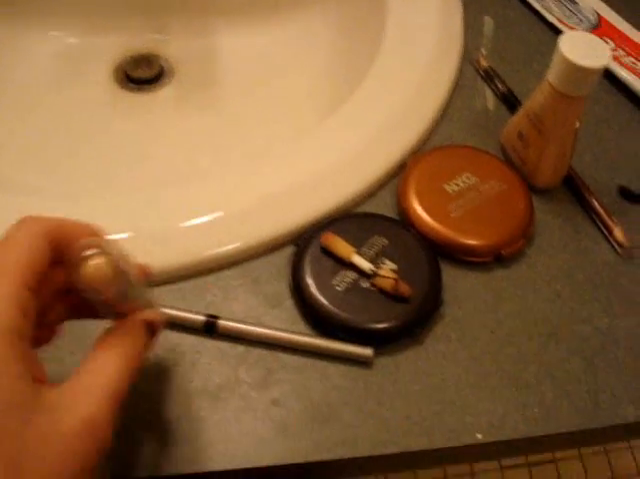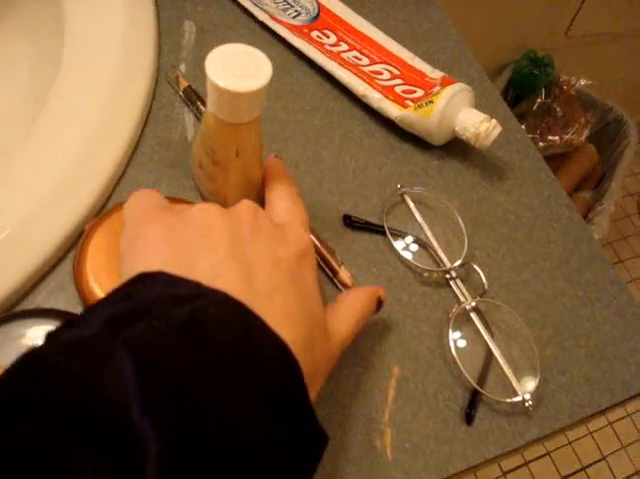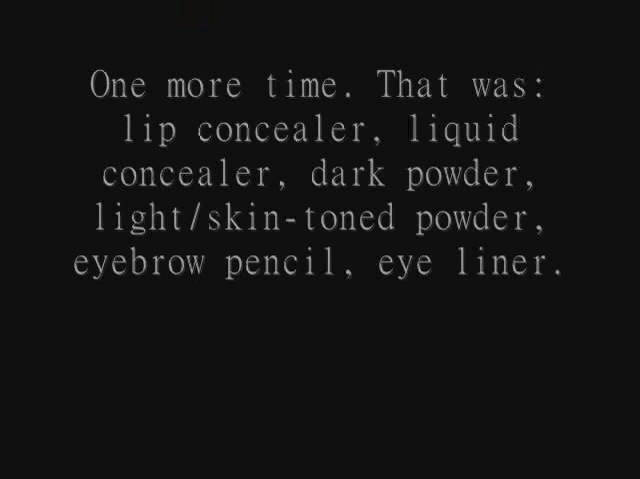I bought all this stuff at the local pharmacy. This is for your lips. This is just eyeliner, powder, concealer, regular concealer, and an eyebrow pencil.